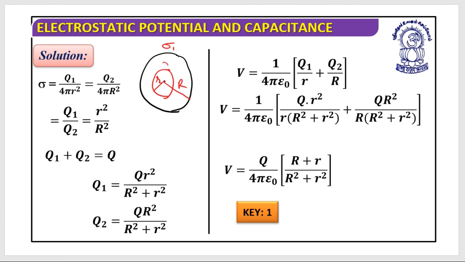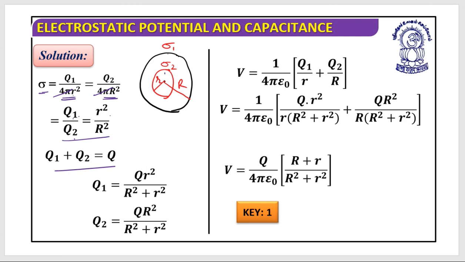Let's say this is sigma 1 and this is sigma 2, and sigma 1 equals sigma 2. If you remember, this question has been covered in the lectures as well. Sigma is Q1 by 4 pi r square, which equals Q2 by 4 pi R square. The 4 pi cancels, so Q1 by Q2 equals small r square divided by capital R square. I also know that the two spheres have a total charge of Q, so Q1 plus Q2 equals Q.